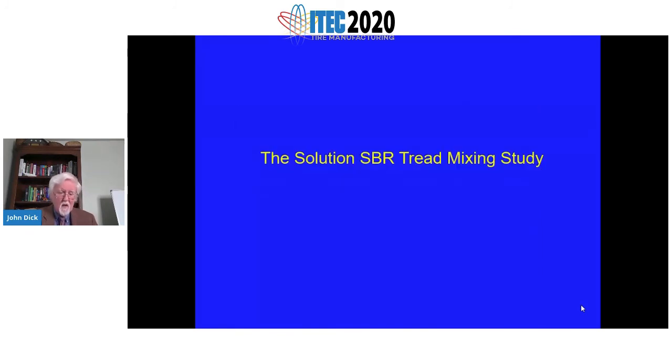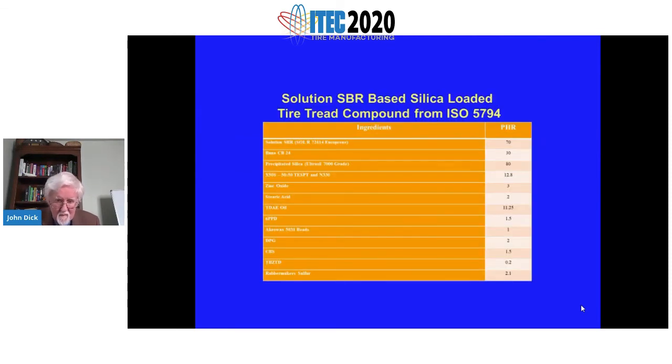On the next slide, we study the SBR tread compound using solution SBR for low rolling resistance. This tread formulation has about 80 parts silica and it's used in lots of models. It's the one published in ISO 5794. This is quite effective and very representative of what's used in the industry today. So we use this particular tread formulation for the studies that we're going to discuss.